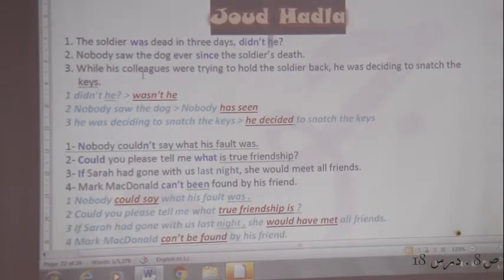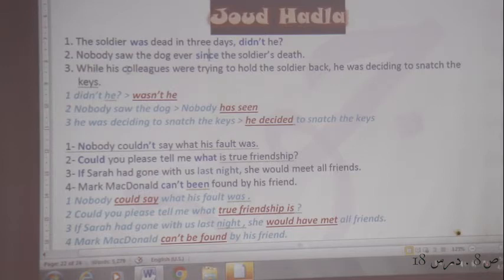Now, let me continue with you correcting the grammatical error. So, nobody saw the dog ever since. Here, since. And in this case, we use the present perfect, so is in the second form. Nobody saw the dog ever since the soldier's death. In this case, we use the present perfect: nobody has seen. And nobody is considered a singular, so we use has, not have. So nobody has, and the third form of the verb, because since is one of the references or signal words used in the present perfect tense.